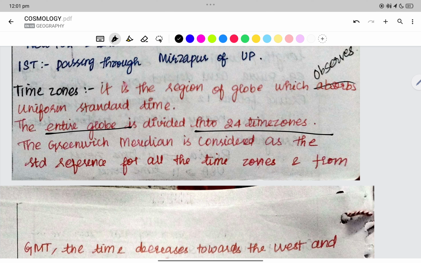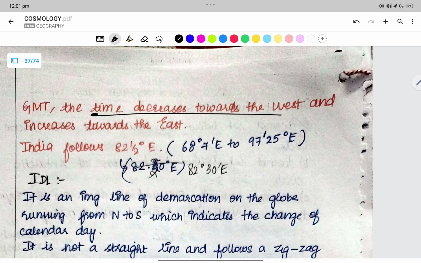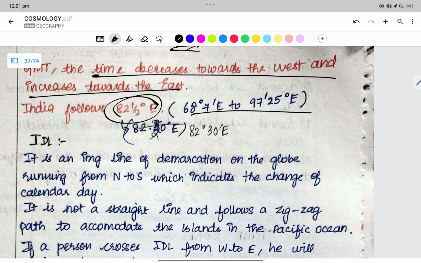The entire globe is divided into 24 time zones. The Greenwich Meridian is considered the reference for all the time zones, and from GMT the time decreases towards the west and increases towards the east. West loses, therefore we have to subtract. East gains, therefore we have to add.